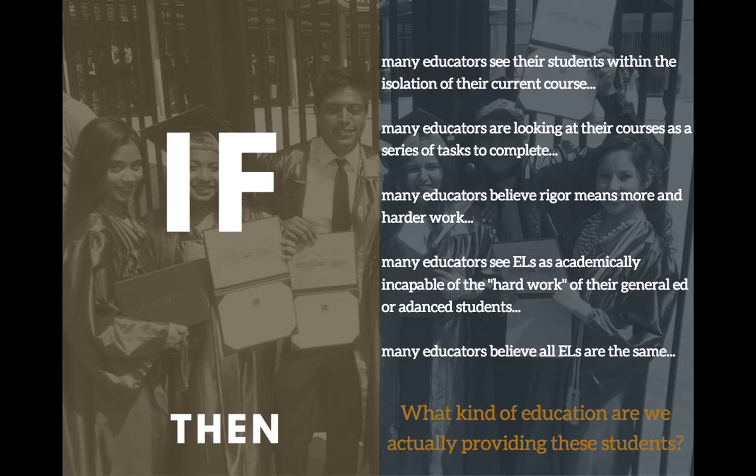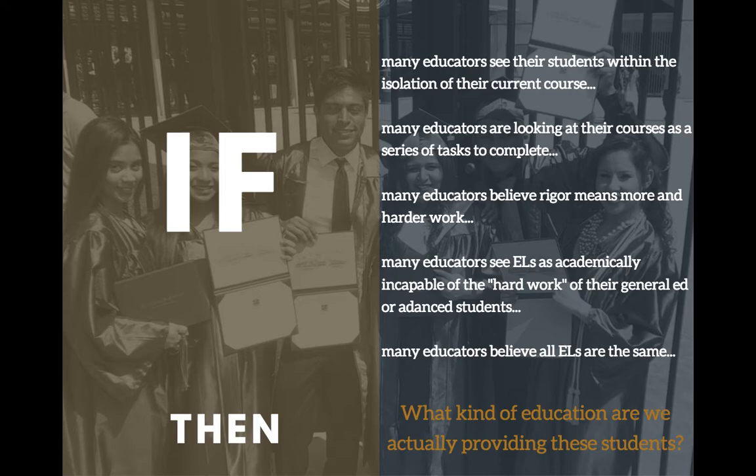So, putting it all together, if I have a tendency to look at my students in isolation and I'm not seeing the big picture of those students and how my influence in my classroom and my lessons are going to impact them in the future, if I'm looking at my course and the work of my course as a series of tasks to complete and not necessarily paying attention to the learning that the child is supposed to have, and I'm not paying attention to developing lifelong skills, if I believe that rigor means more work and that my more capable students are going to receive that more and more challenging work, where my less capable, like my ESL students, are not going to receive that, if I'm looking at ELLs as academically incapable of hard work, and I believe that all my ELLs are the same, then we have to ask the question, what kind of education are we actually providing these kids?